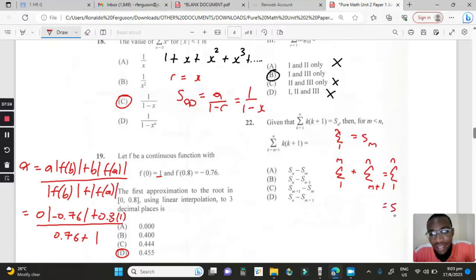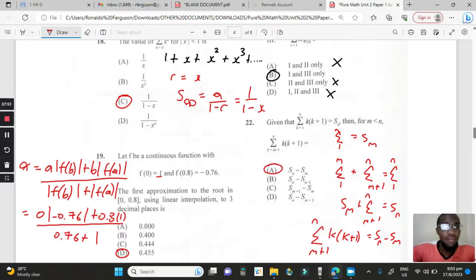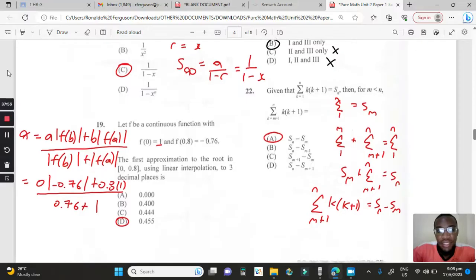So this is saying Sn, and this part is Sm plus the sum from m plus 1 to n of that k times whatever. So if we bring it over, this is saying the sum from m plus 1 to n of whatever the function is, k times k plus 1, is equal to Sn minus Sm. So Sn minus Sm, which is A. It's not really method of difference. It's just some summation property.